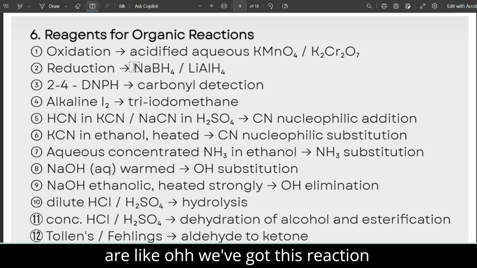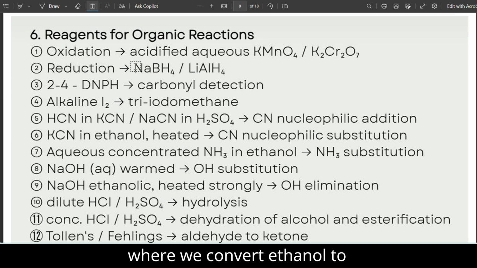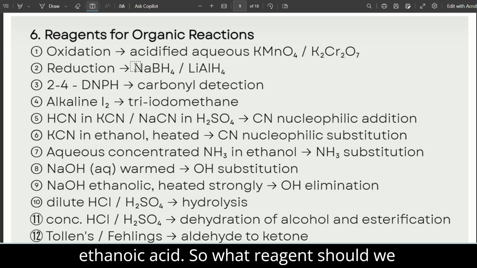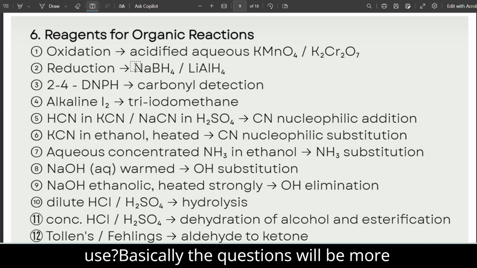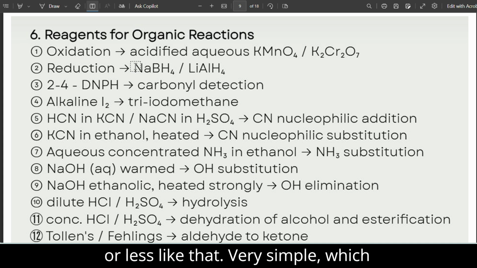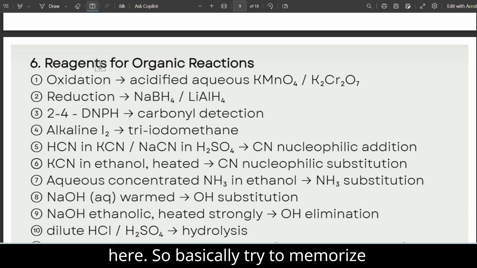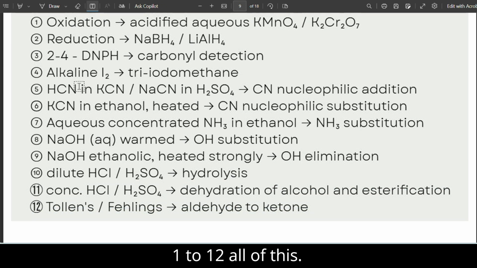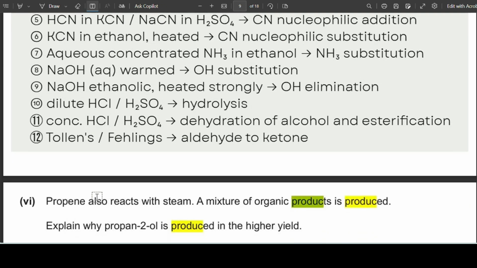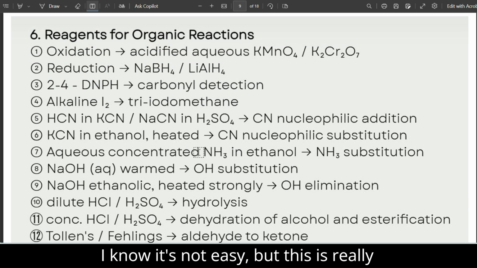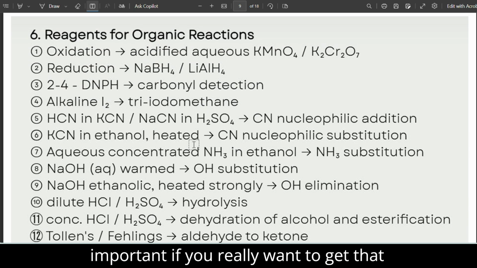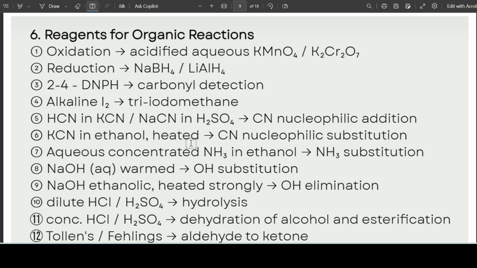They are like, oh, we've got this reaction where we convert ethanol to ethanoic acid. So what reagent should we use? Basically, the questions will be more or less like that. Very simple, which is why I have not selected any of them here. So basically, try to memorize 1 to 12, all of this. I know it's not easy, but this is really important if you really want to get that A star.